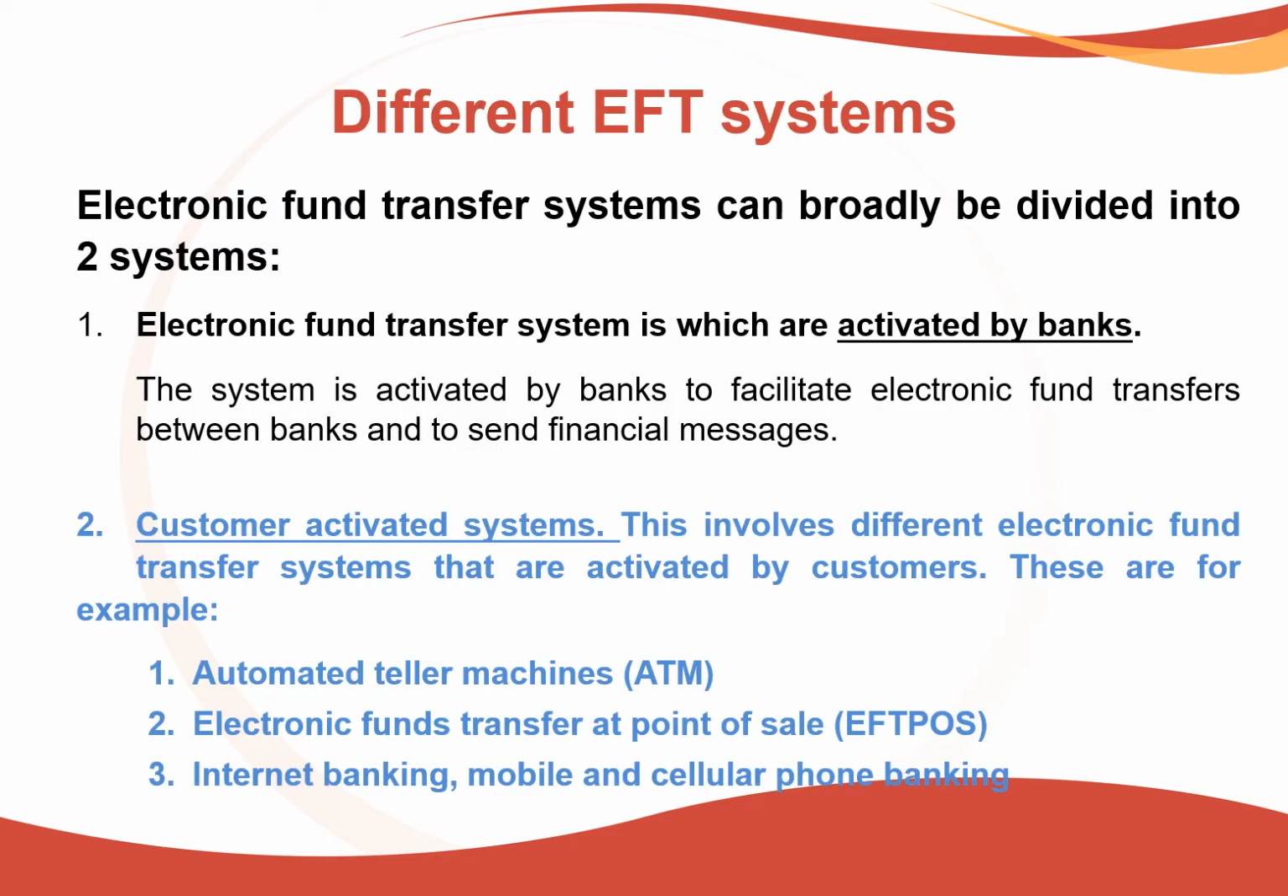Electronic fund transfer systems can broadly be divided into two systems. Firstly, one type of electronic fund transfer system is those which are activated by banks. The system is activated by banks to facilitate electronic fund transfers between banks and to send financial messages. Although clearinghouses, such as ACB in South Africa, are primarily used to bring about the settlement between banks, they are also used to effect electronic fund transfers between banks.